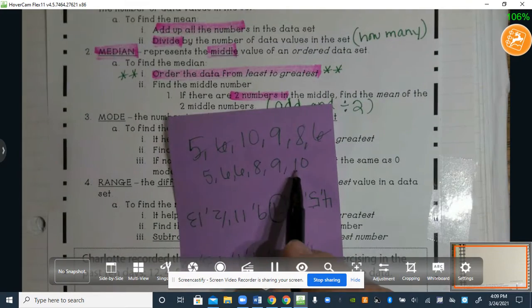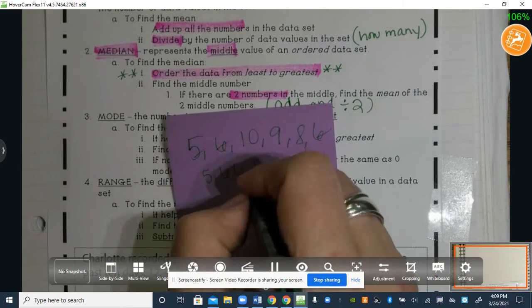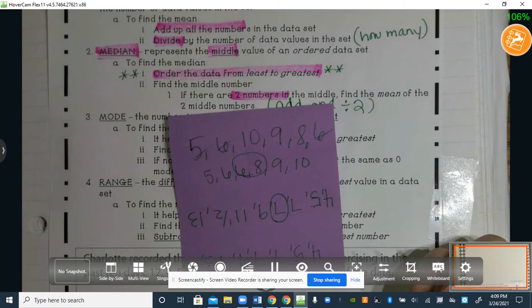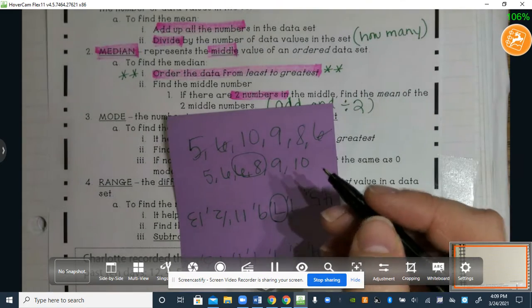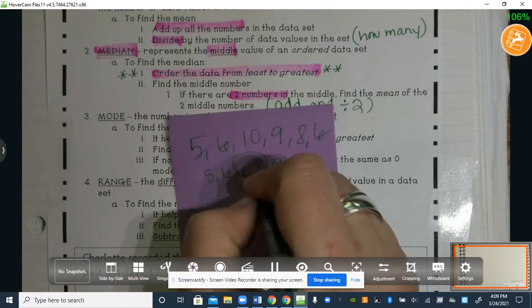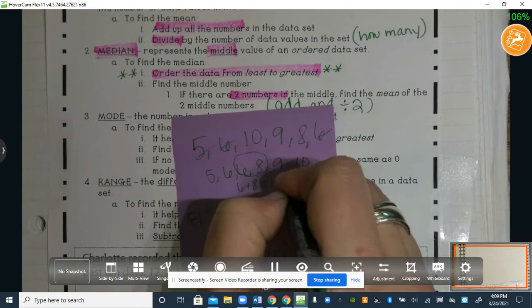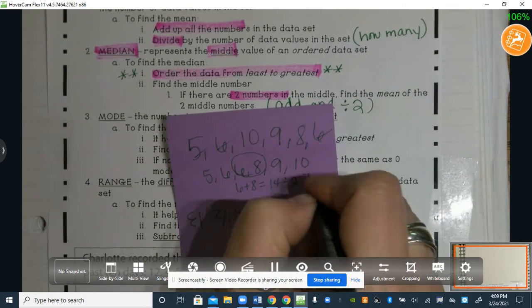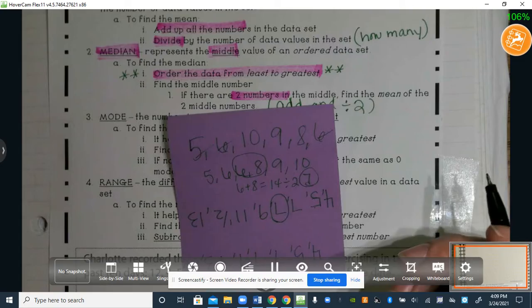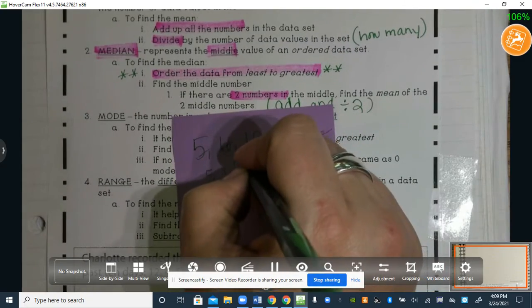So then I have two numbers that are in the middle. This 6 and this 8 are in the middle. So to figure out what this is, I add them up. So 6 plus 8 gives me 14. Divided by 2 gives me 7. So my median would be 7. 7 would be the number that's in between the two.